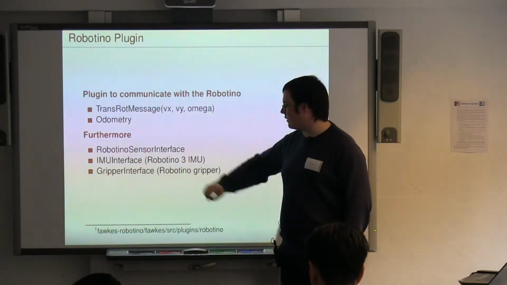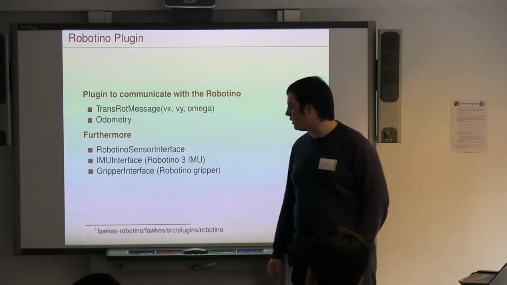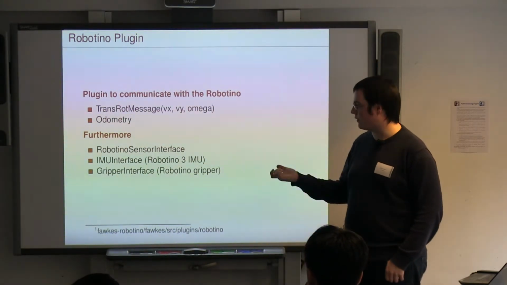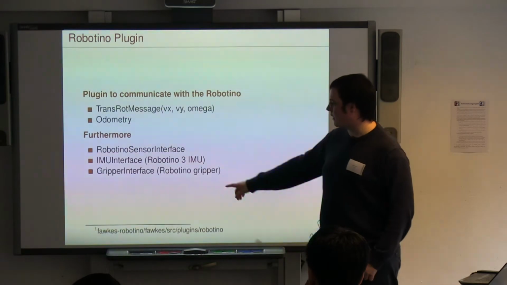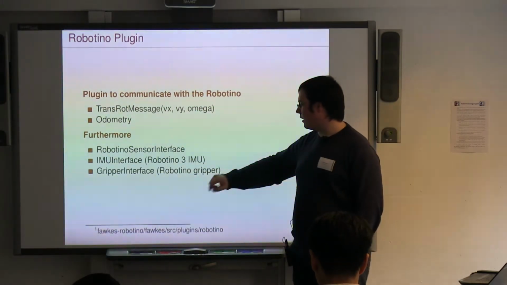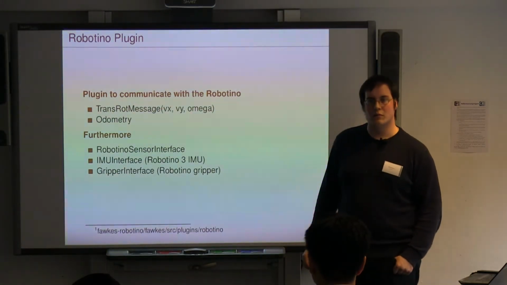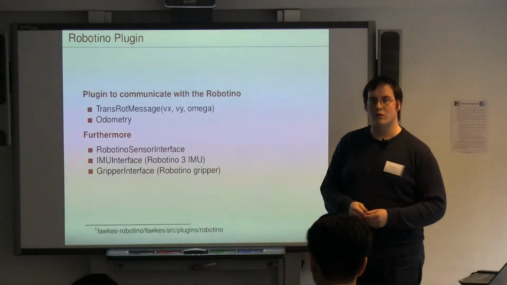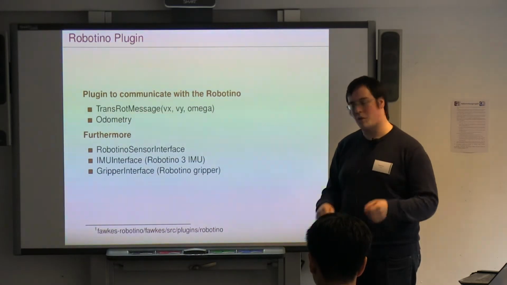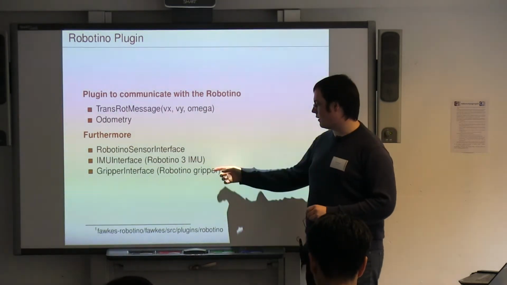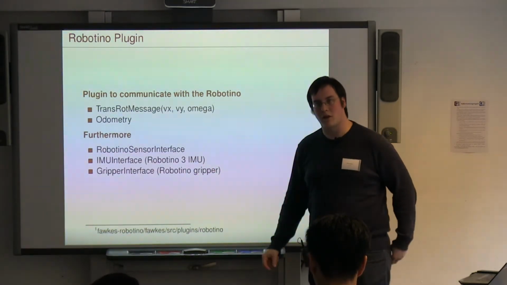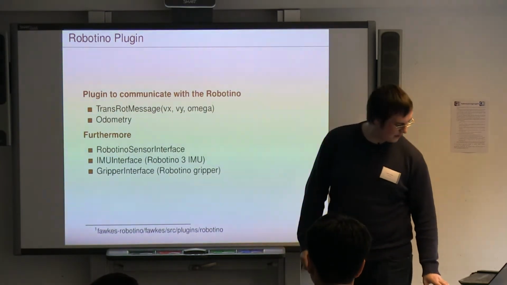It also publishes the IMU of the Robotino 3, and it provides a gripper interface, but not for the gripper that we are using. That is a gripper interface for the gripper that comes with the Robotino. So if you connect that to your robot and want to use it, then you need to use the Robotino plugin and our software for that.